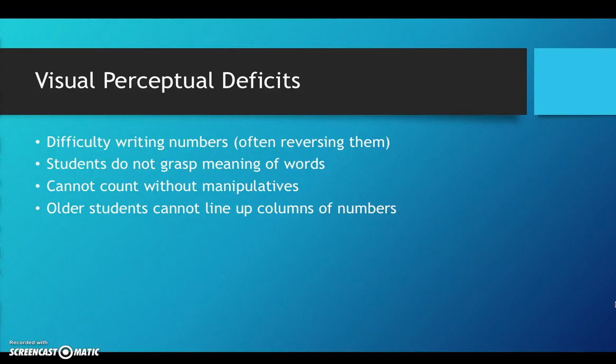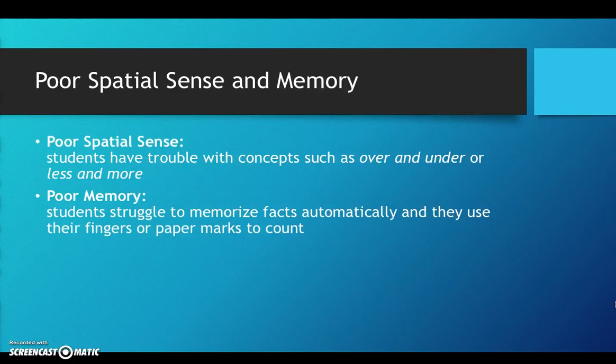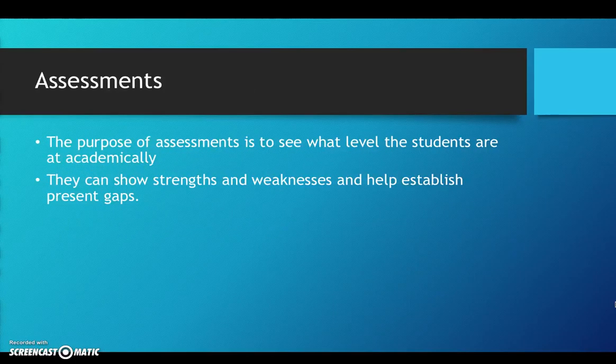Visual perceptual deficits: difficulty writing numbers or often reversing them. Students do not grasp meaning of words, cannot count without manipulatives, and older students cannot line up columns of numbers. Poor spatial sense and memory. Poor spatial sense: students have trouble with concepts such as over and under or less and more. Poor memory: students struggle to memorize facts automatically, and they use their fingers or paper marks to count.